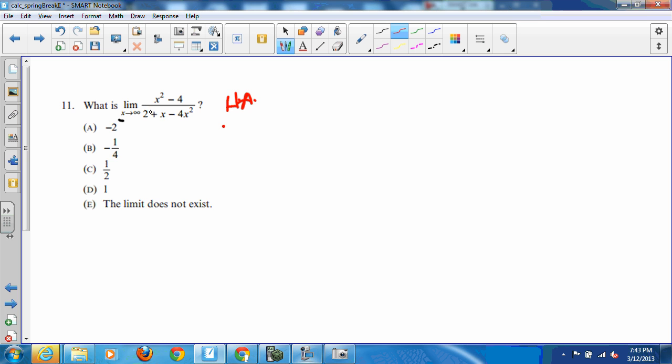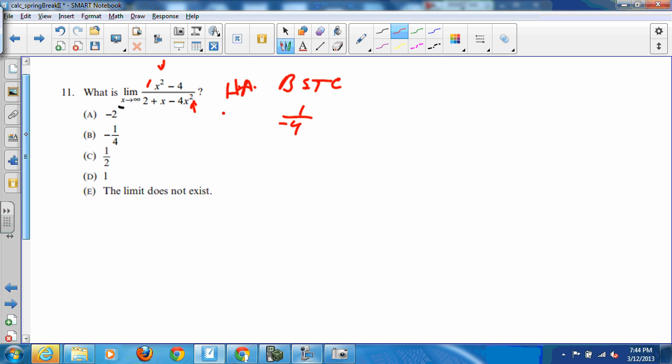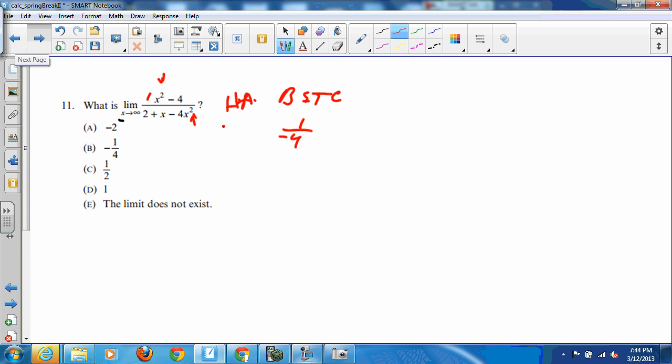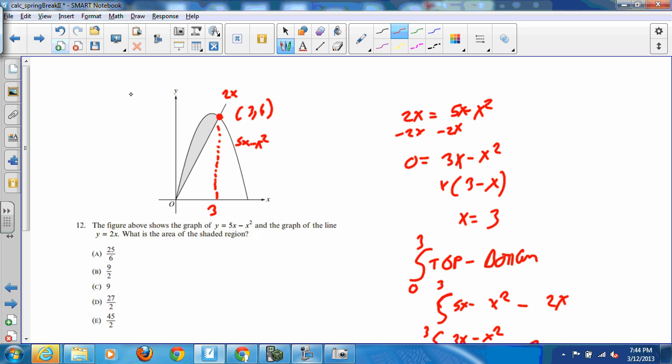So the shortcut on this is to look at the highest exponent value. Looks like x squared is highest in the top and highest in the bottom. So when the bottom equals the top, it's the ratio of the coefficients. So we have a 1 coefficient on top and a -4 here on bottom. So hopefully you can zip through that one pretty quick without even writing anything down probably.